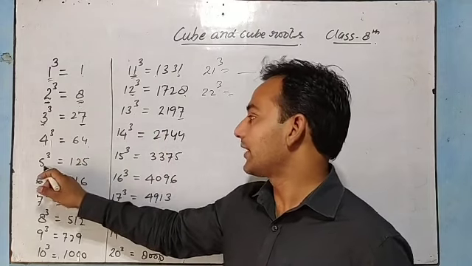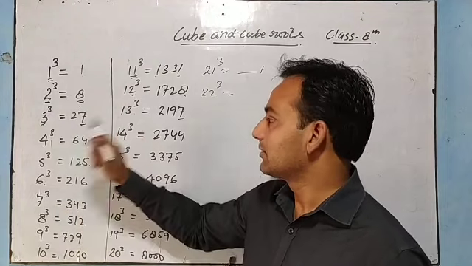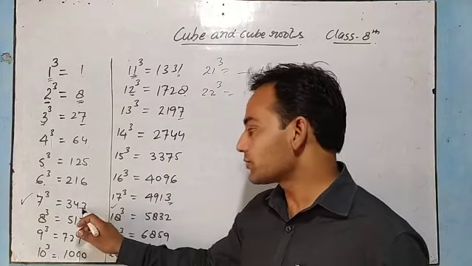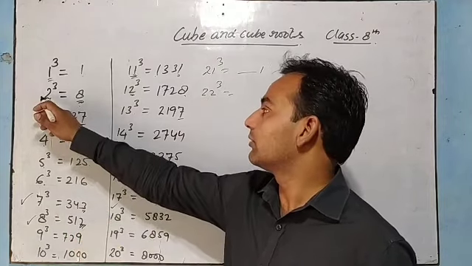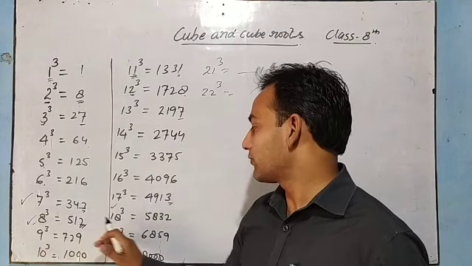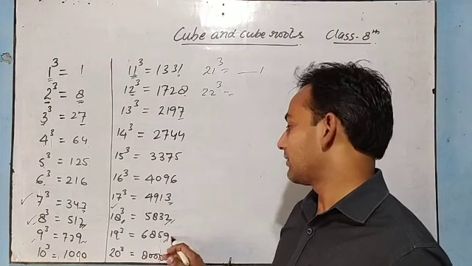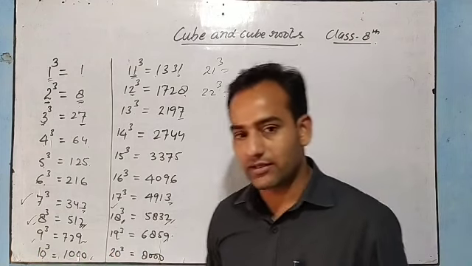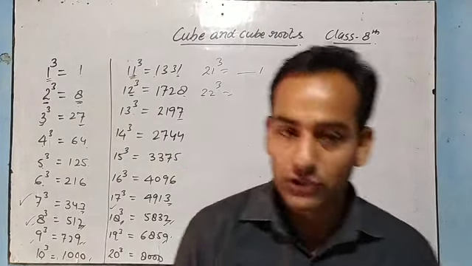4, then 4. 5, then 5. 6, then 6. 7, then 3. See, if the unit digit is 7, then the cube's unit digit will be 3. For 8 we have 2. For 9 we have 9. Okay. And for 10, that means 0, we will get 0 at the unit place. So this is something about cube and cube roots.